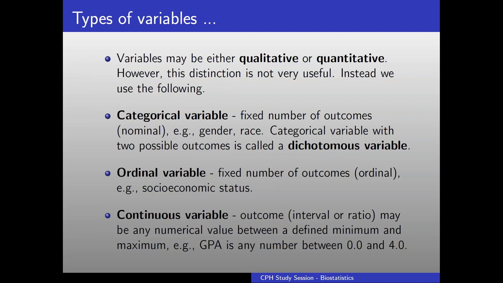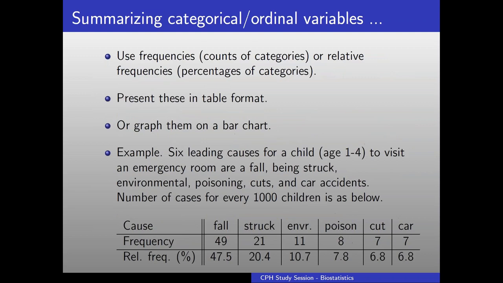Lastly, a continuous variable, this is any numeric measure that's of interval or ratio scale, which can theoretically take on any value between two defined points. Okay, so for example, grade point average, on a 4-point scale, can be any number between 0.0 and 4.0. So that's a continuous variable. The type of variable you have will dictate the type of analysis that can be done and the type of analysis that is the most appropriate. Okay. So let's talk about how we can describe or summarize categorical and ordinal variables. Then we'll move on to continuous.